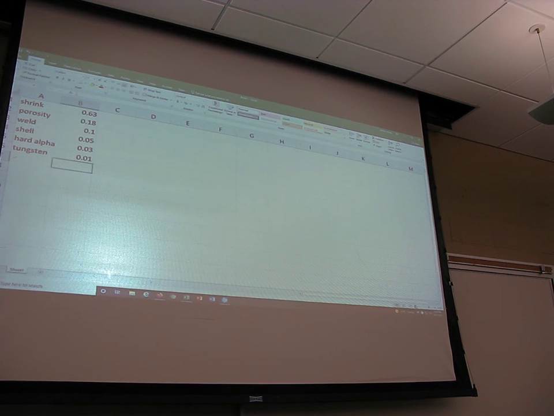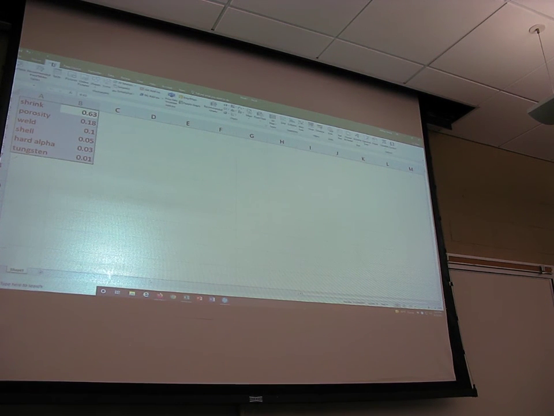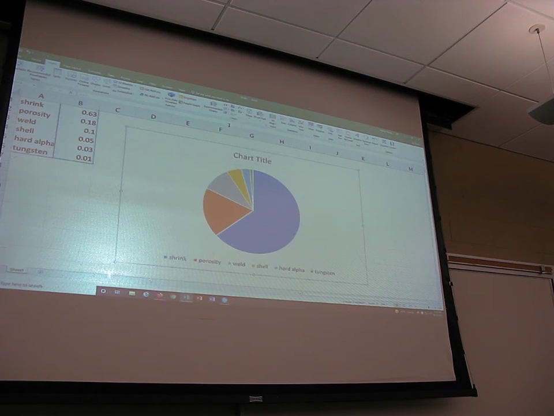Okay, who has them all typed in already? When you get them all typed in, left click drag to highlight all of them. Then go to Insert, and in the middle you'll see all these little charts. You'll see a little circle one. Click on it, and in that first one, the 2D pie right there, boom.